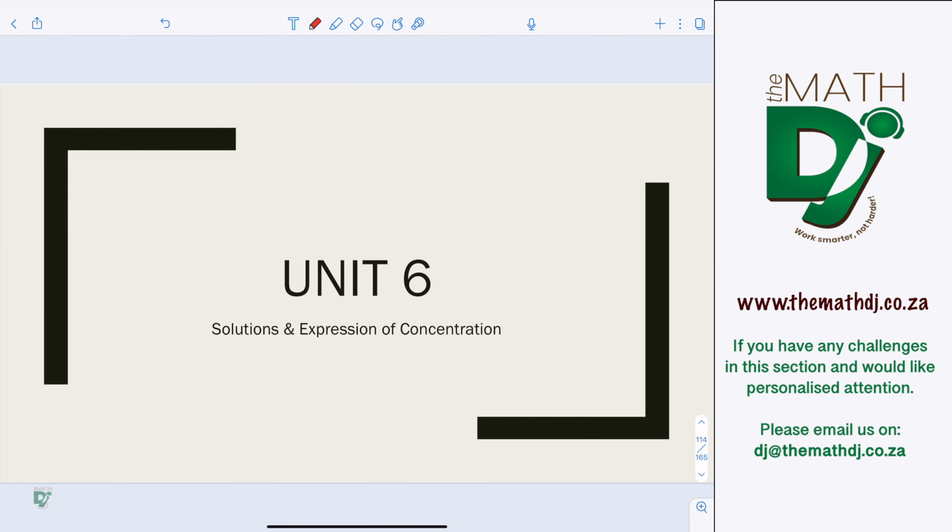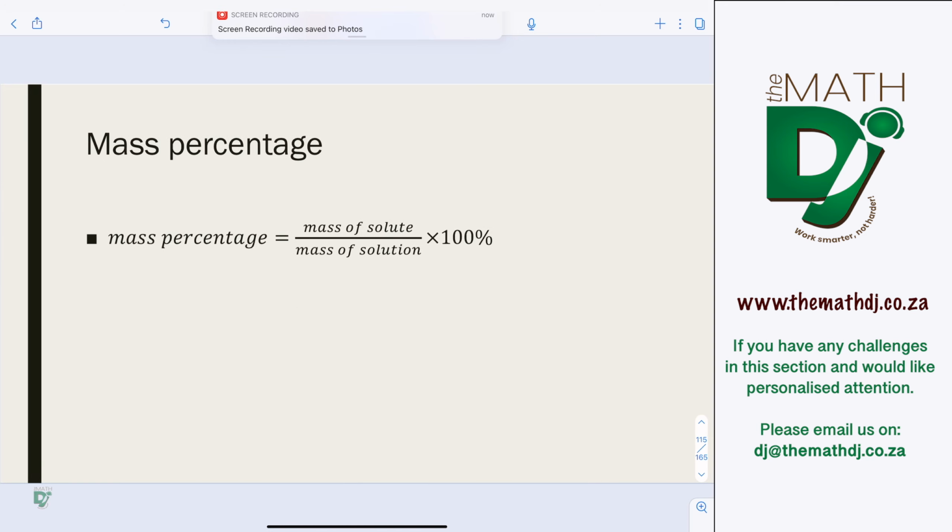Unit 6. Welcome back. Solutions and expressions of concentration. That's what we are looking into. Mass percentage is calculated as mass of solute on top here divided by the mass of solution times 100%.